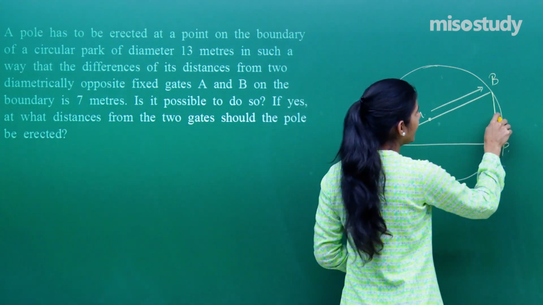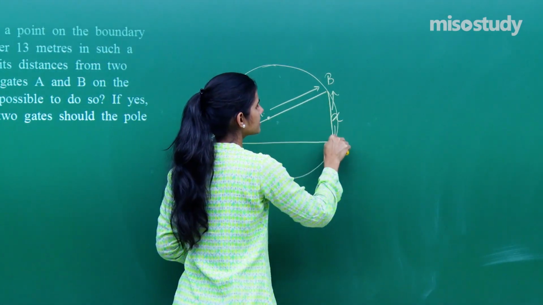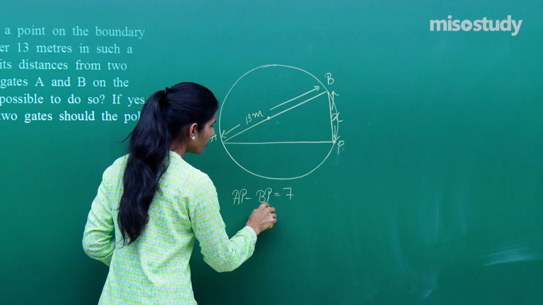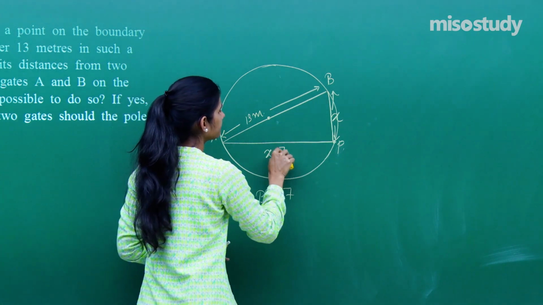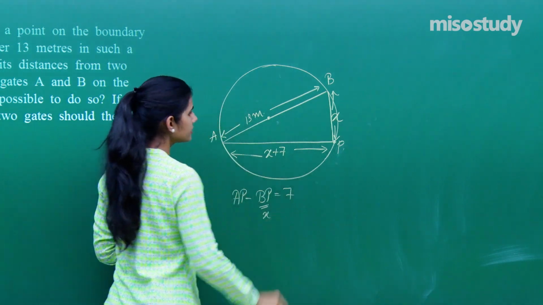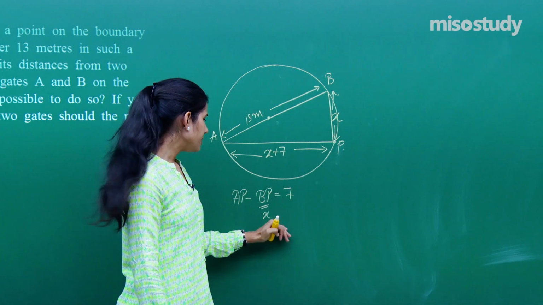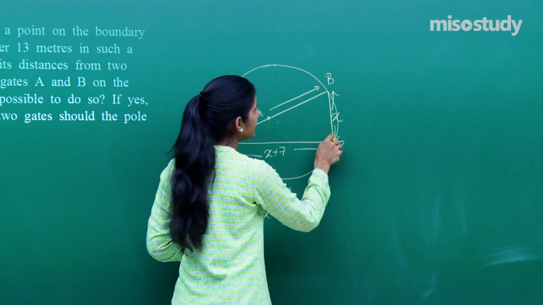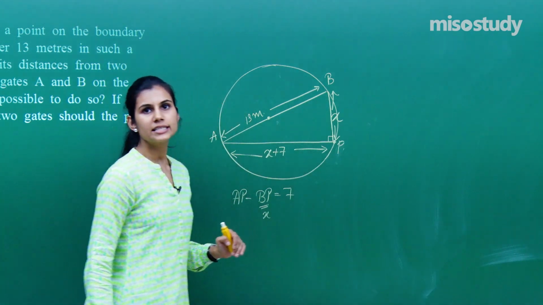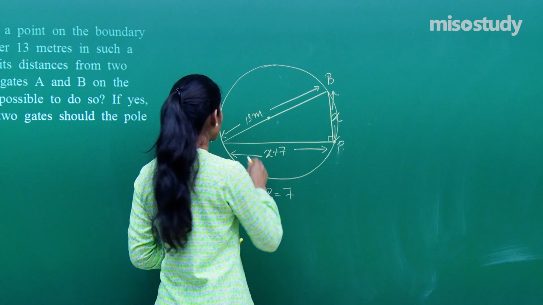What I do, I take this as x. And therefore, automatically the moment BP is taken as x, AP will be 7 plus x, because of the condition that AP minus BP is 7. So if BP is x, 7 plus x is AP. Obviously, you can very clearly identify what this is. Why am I so sure it is a right angle?